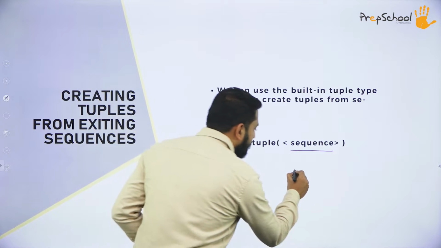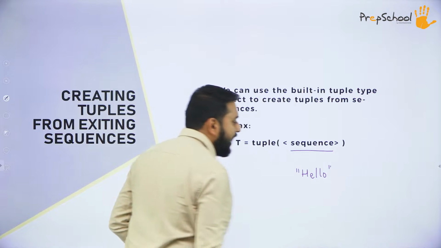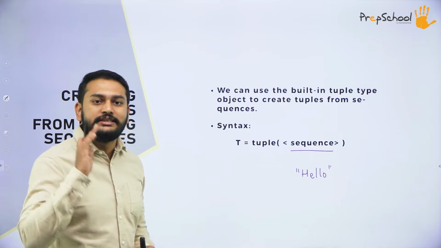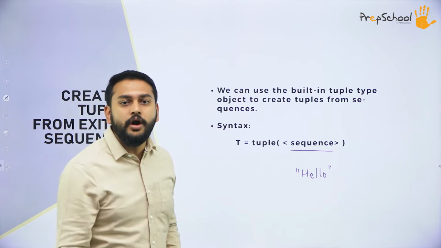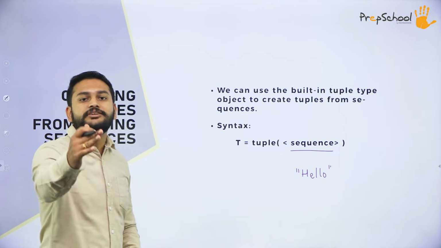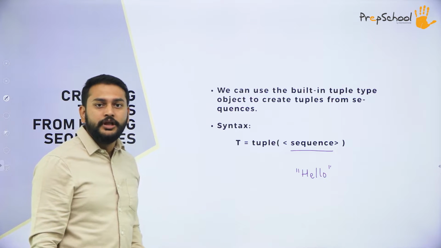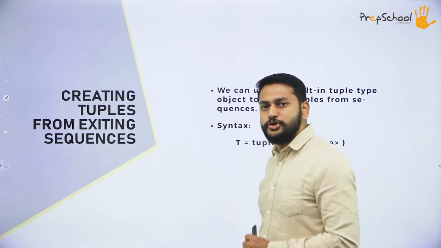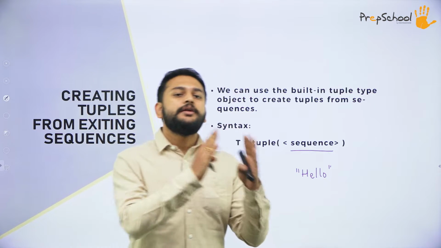I have taken the string. This is what I will call an existing sequence. Using this existing sequence, can I convert it into a tuple? Yes, I can convert this existing sequence into a tuple. Sir, you did not tell me exactly what this existing sequence is and what this tuple is. What is the exact difference between the existing sequence and tuple?